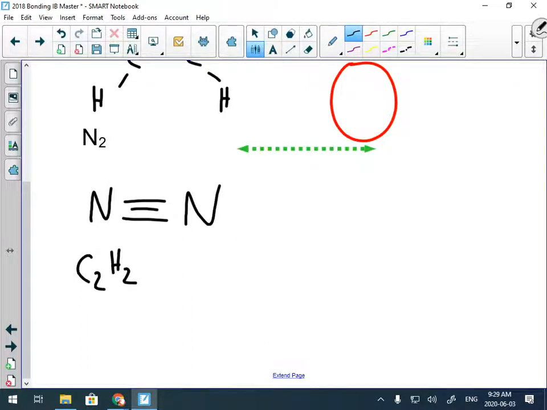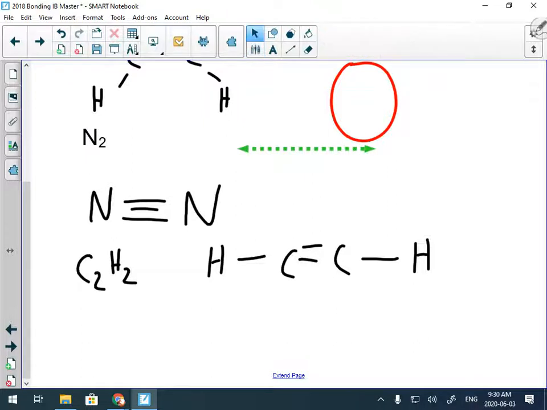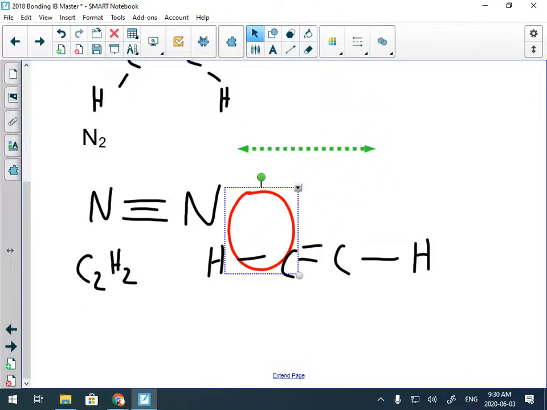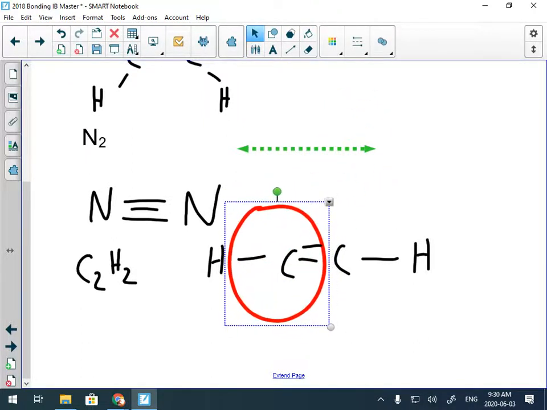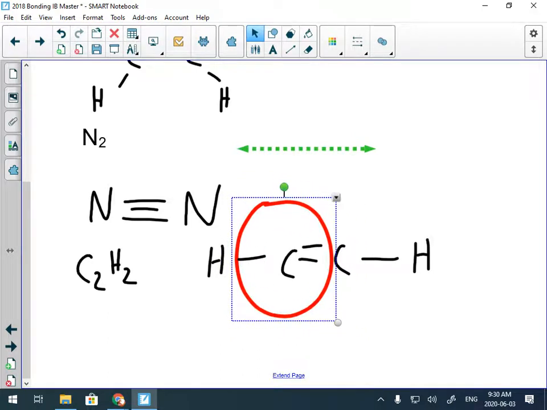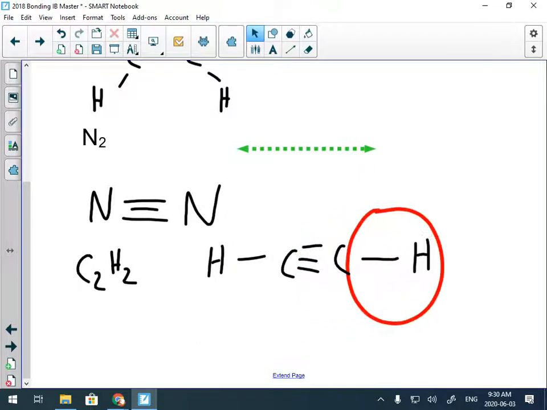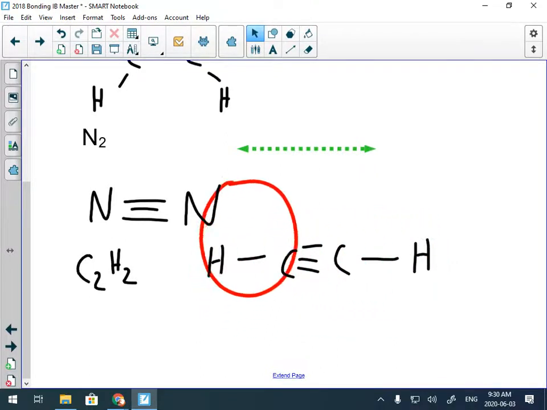All right, let's set this up symmetrically. Carbon, carbon, and a hydrogen on either side. How many sticks does hydrogen get? 1. How many sticks does carbon get? 4. So if I do that, that doesn't give me enough. But if I do that, that gives me 3. That's not enough, right? I need a triple bond. So now the carbons work and the hydrogens work because they only get 1 stick.